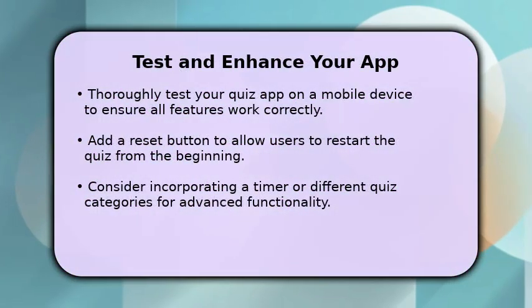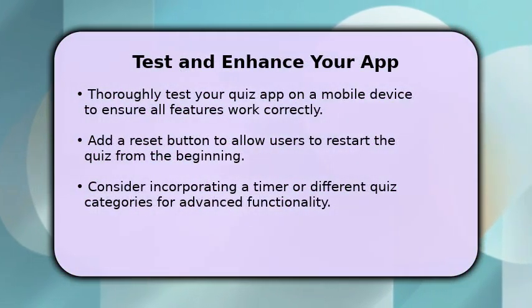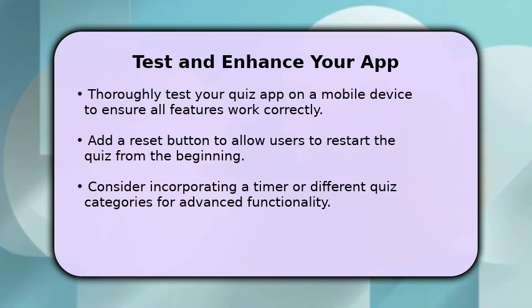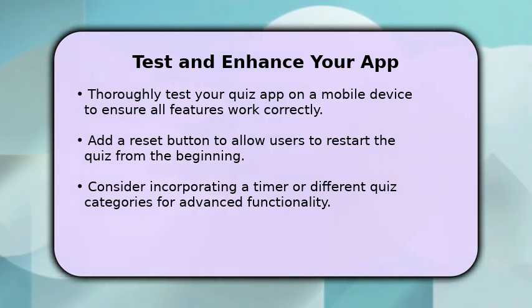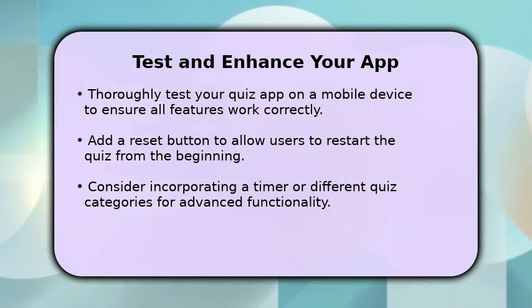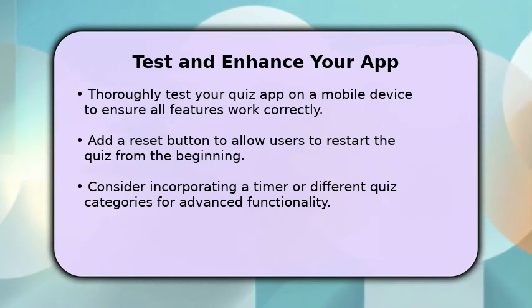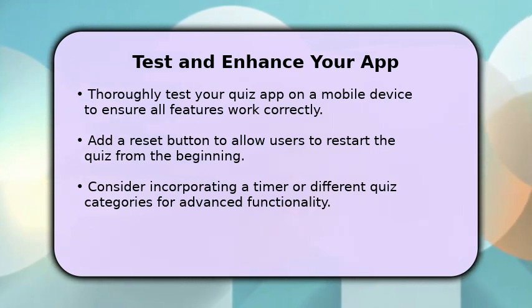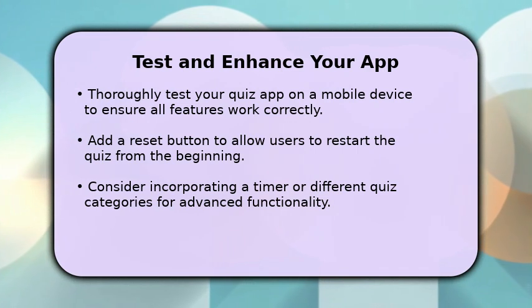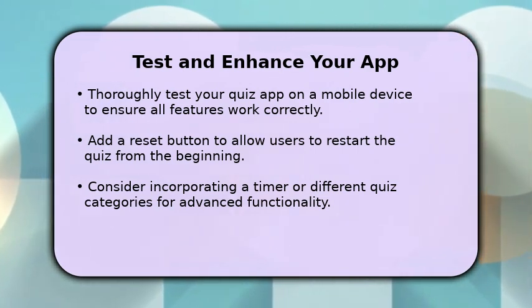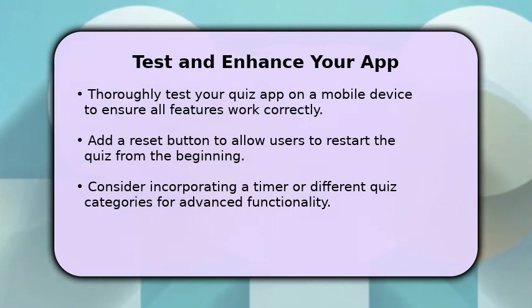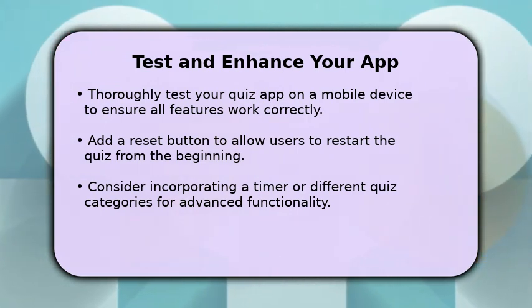Before publishing, it's crucial to thoroughly test your quiz app. Use the Thunkable live test feature on your mobile device to ensure all buttons, questions, and scoring mechanisms function as expected. You might also want to add a reset quiz button, allowing users to easily restart the game. For more advanced features, consider adding a countdown timer for each question or implementing different quiz categories, offering hundreds of unique questions to keep users engaged.